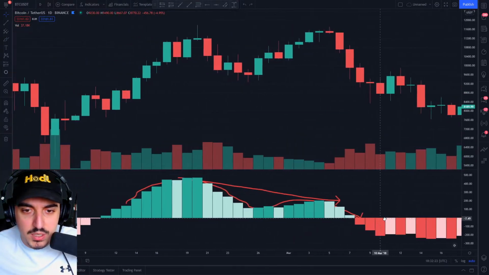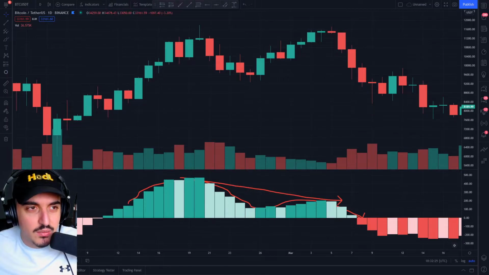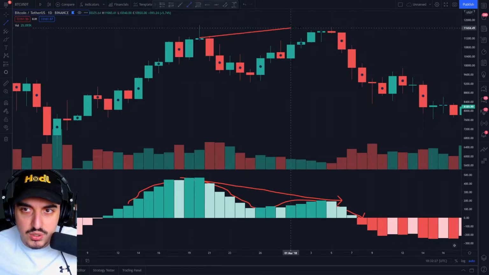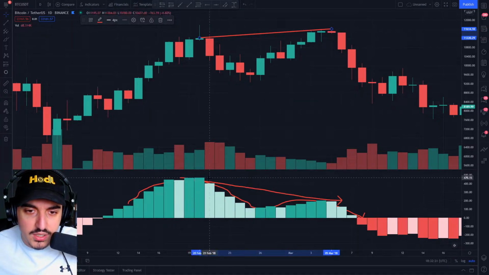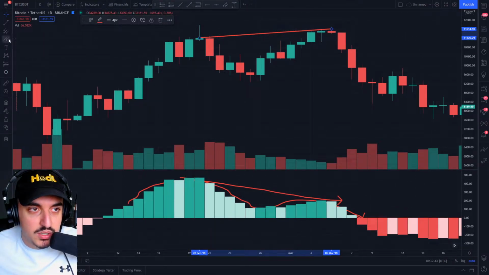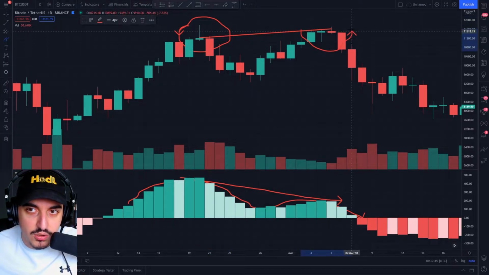Let's zoom in a little bit. And the reason you think that this is a divergence is because of this. As you guys can see, the price is making a higher high, and this is making a lower high, sorry. This is a higher high. This is a lower high. This high is smaller than this one, but the price actually went up. So that's a divergence if you take a look at these locations.